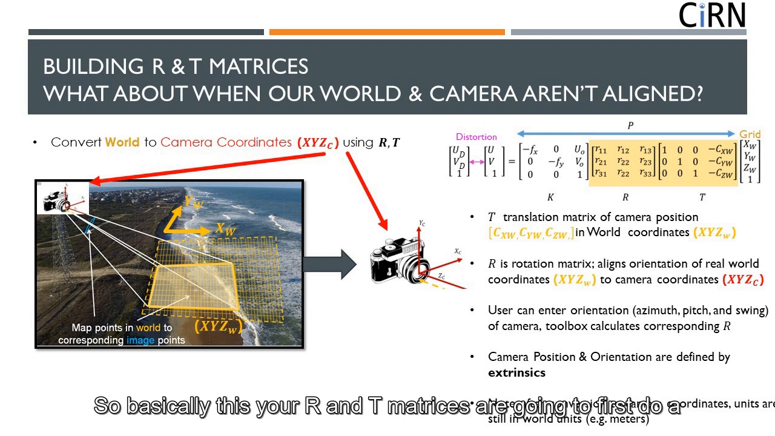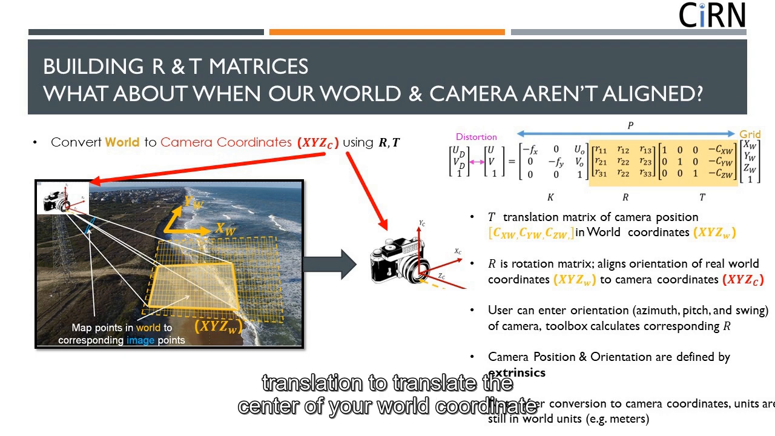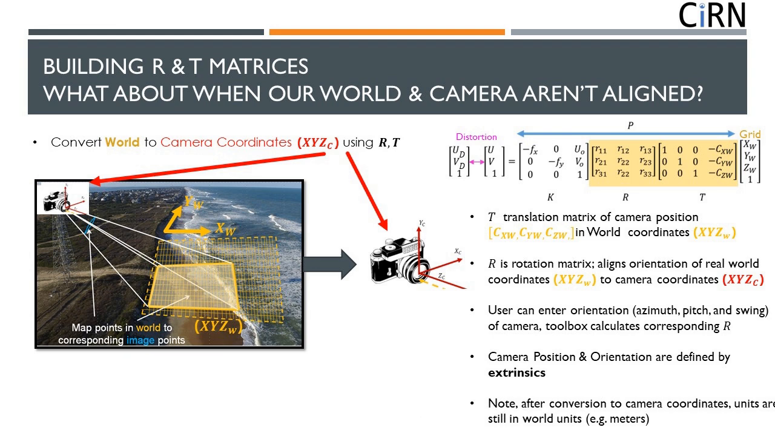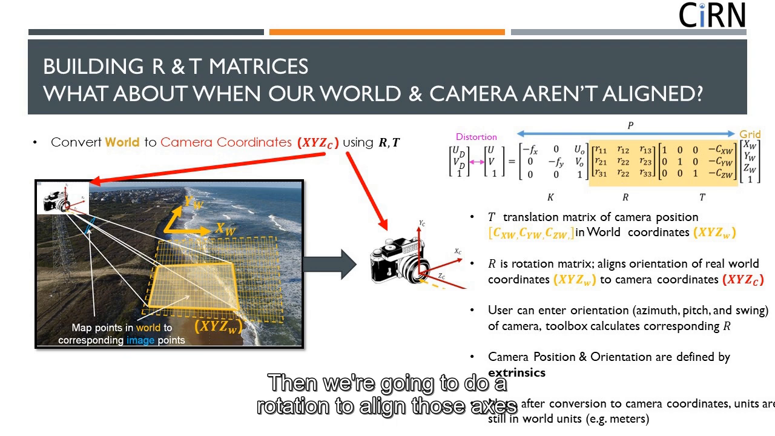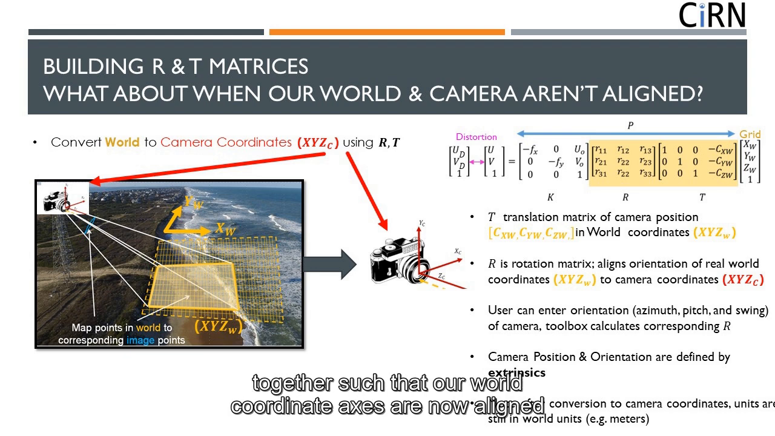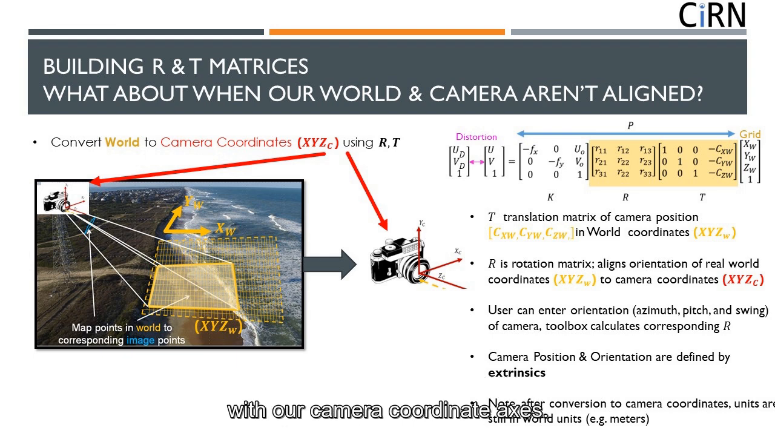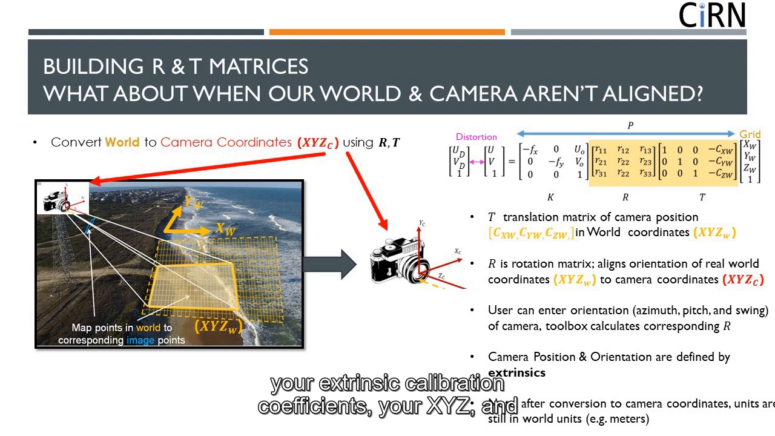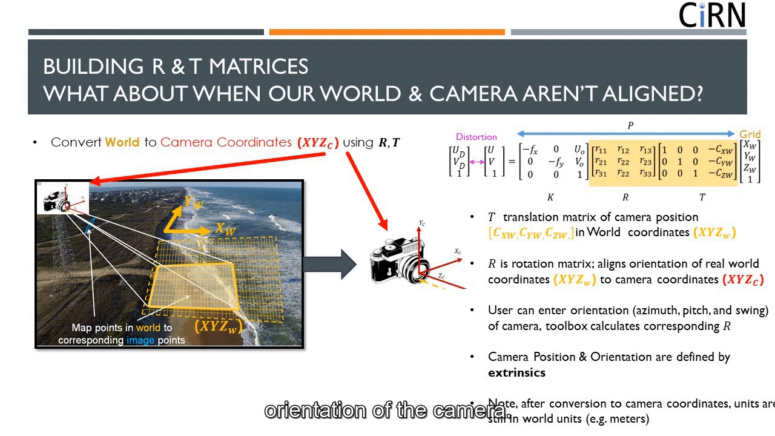So basically your R and T matrices are going to first do a translation to translate the center of your world coordinate system to be aligned with the center of the camera coordinate system. Then we're going to do a rotation to align those axes together such that our world coordinate axes are now aligned with our camera coordinate axes. The inputs into these matrices are going to be your exterior or your extrinsic calibration coefficients, your X, Y, Z, and orientation of the camera.